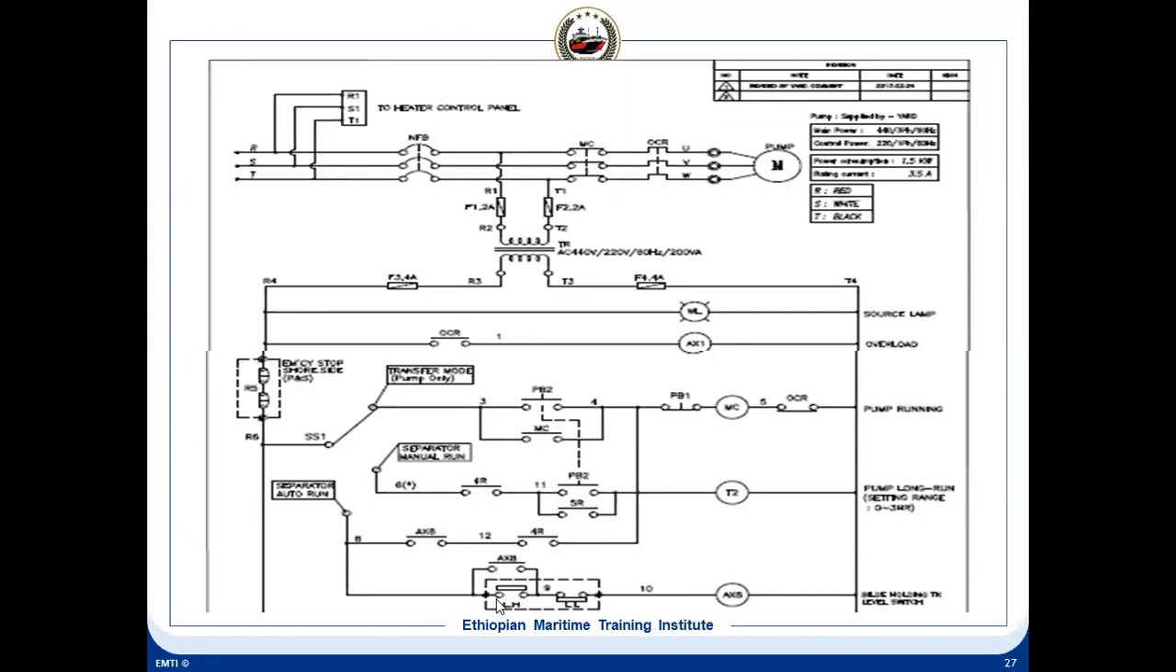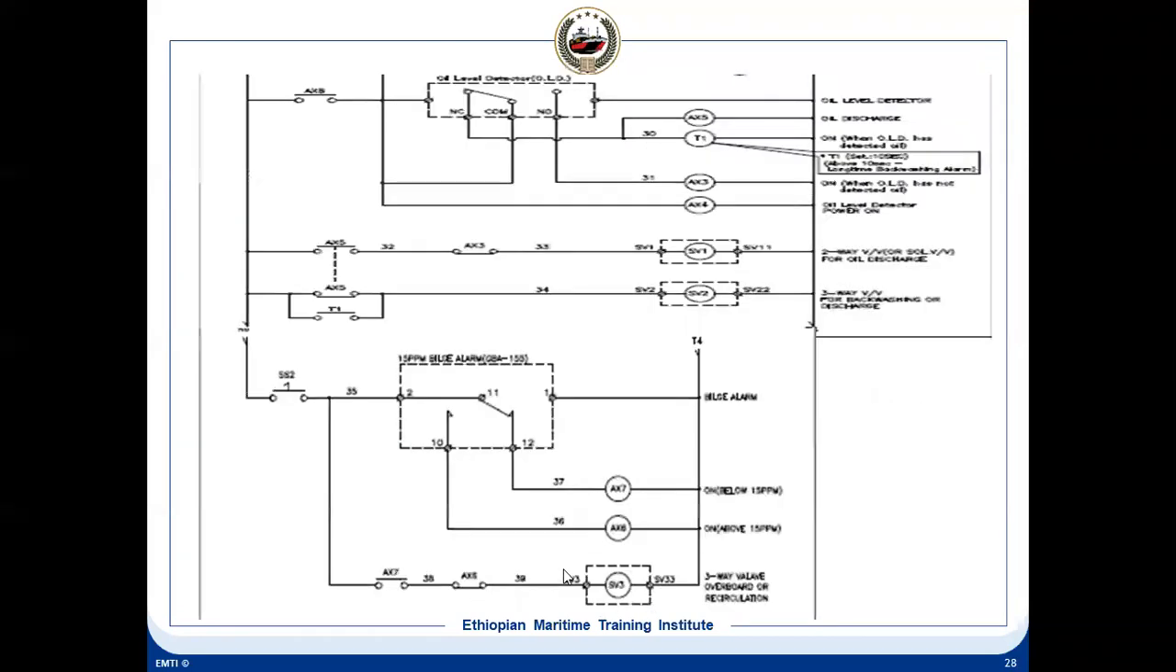So when the level is low, it is normally closed. When the level is high, this pump will be started in the automatic mode. Manual mode is also through the push buttons, you can start the pump. And this one is a pump long run alarm. This is the timer here. So the pump can be started depending upon the holding tank level through the level switch. And here you can see this is a 15 ppm bilge alarm. Depending upon these alarms, whether it is below 15 ppm or above 15 ppm, these two relays will get energized. Subsequently, this will operate.